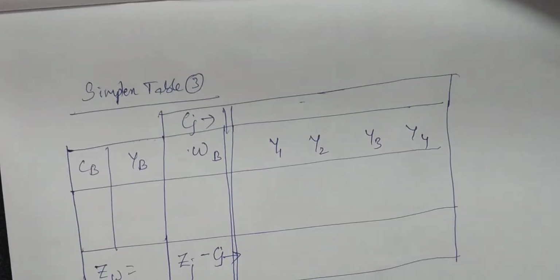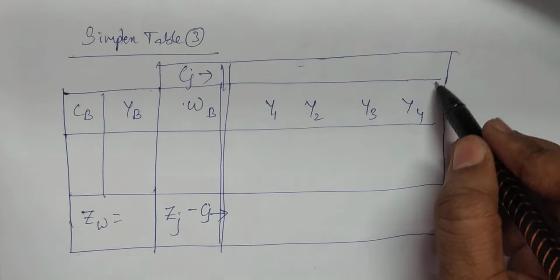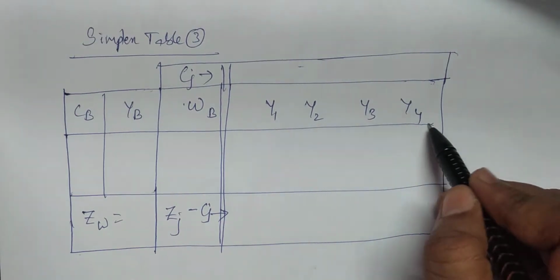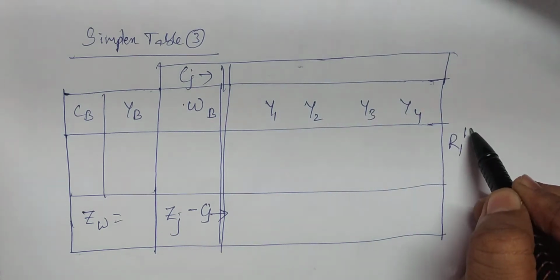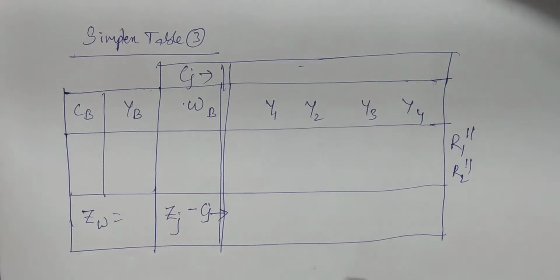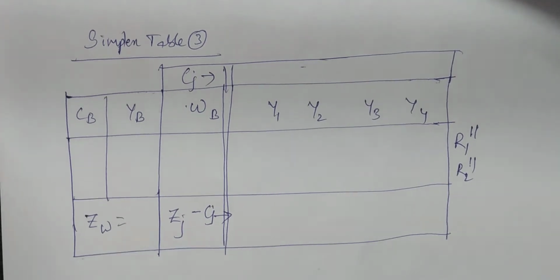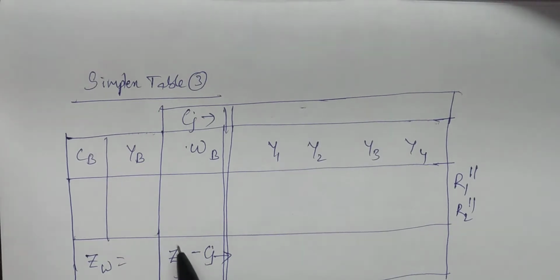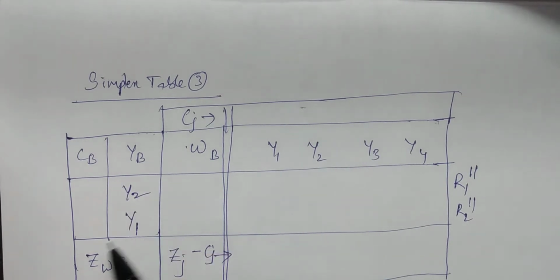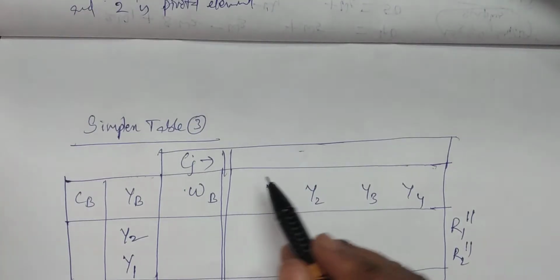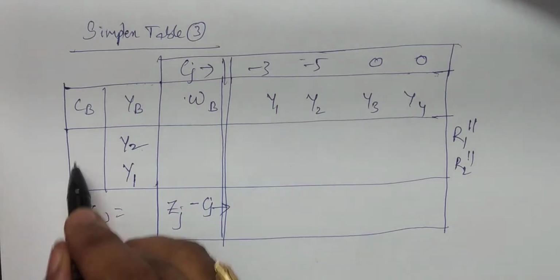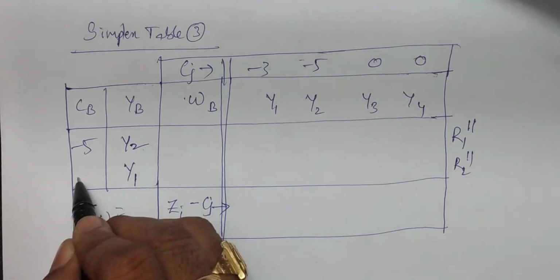In simplex table 3, you can observe here, I have considered 4 vectors only, because y6 is also removed. So here you can consider R1 double dash and R2 double dash, which are the 2 particular row operations we have. Now what are the vectors which enter first here? y6 is removed, and in place of y6, y1 enters. Already here y2, and the costs I write: -3, -5, 0, 0. So y2 cost is -5, y1 cost is -3.